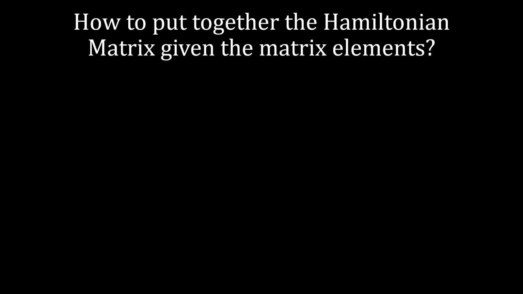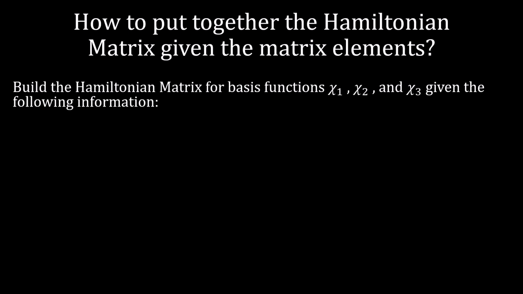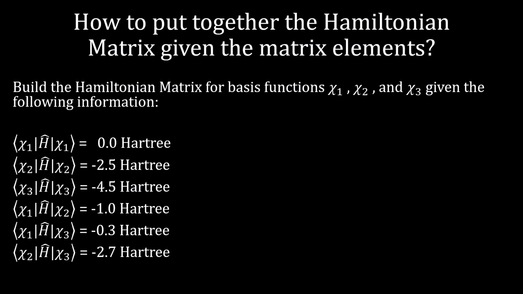So now let's do an example of this. How do we put together the Hamiltonian matrix when we're given the matrix elements? We're going to build the Hamiltonian matrix for three basis functions, chi1, chi2, chi3, and we're given the following information. I'm not going to read these all out, but we're essentially given chi1 Hamiltonian chi1, and so on. Since we have three basis functions, we know we're going to need a 3 by 3 matrix. So I'm going to start by drawing that out.